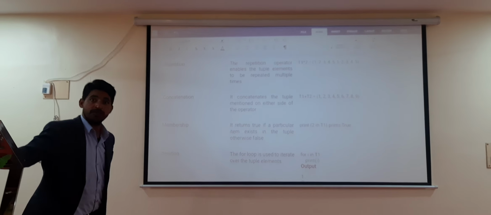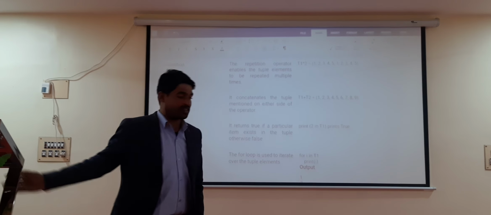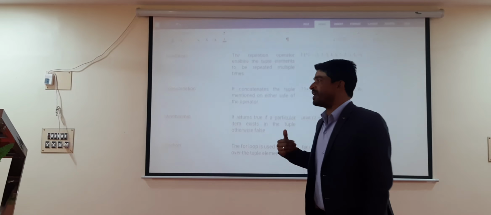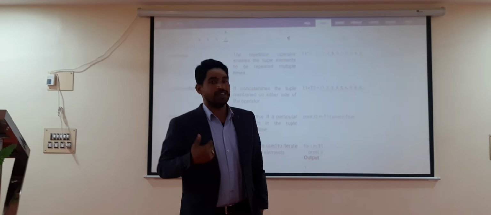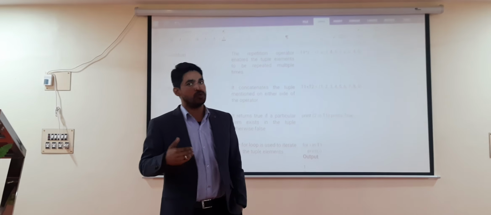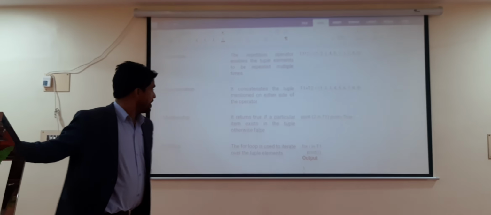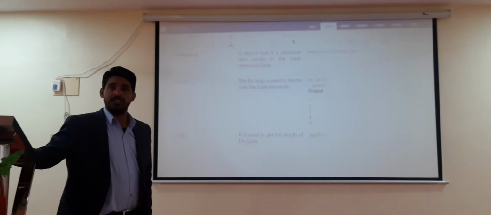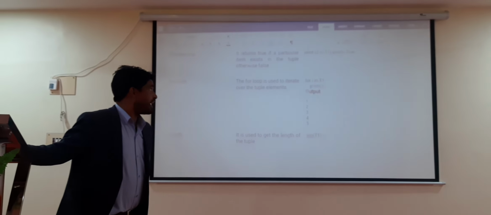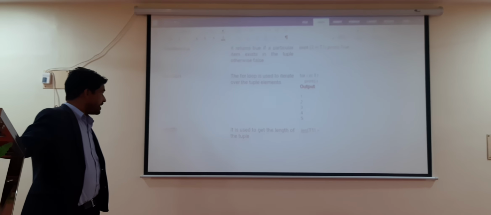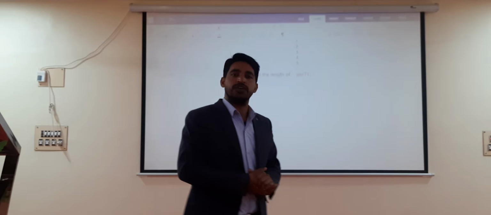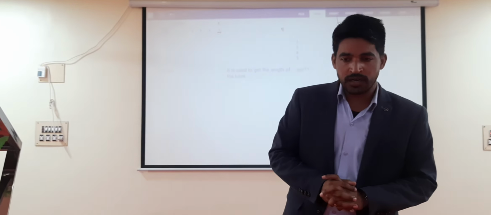Next one is membership. Membership is an operator that gives you a Boolean output. That means if some element is a member of that tuple, the Boolean value will be true, otherwise the Boolean value will be false. Next, iteration. We have already discussed iteration with the help of the for loop, and with the help of the length function we can find the length of the tuple. So I think that is enough for the day.